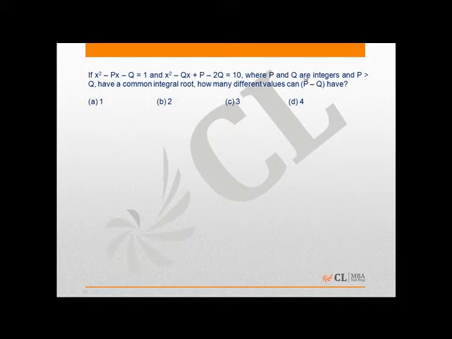This question should be done in round 2. It says these two equations have one common root. It is one common root. Okay. So first of all, I subtract these two equations and get the value of x from there.